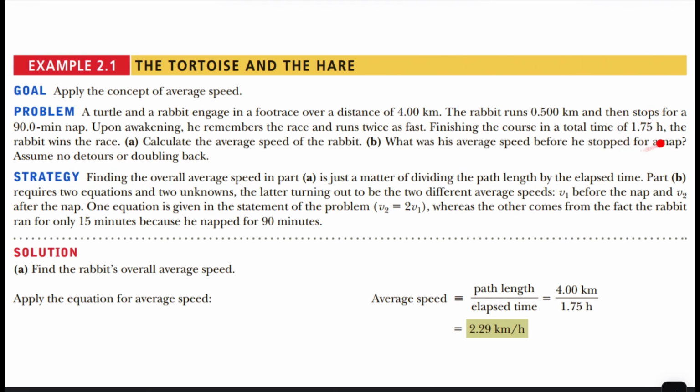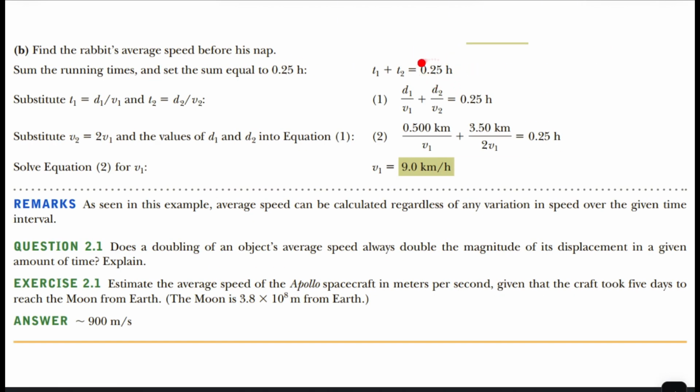time, as we know in the question given here, total time for the rabbit to finish the course is 1.75 hours, which must be deducted by the 90 minutes of nap. So if you minus 90 minutes of nap, actually the time for the rabbit in motion is 0.25 hours. This includes the first part of the motion, the race, and the second part of the race after the nap. So this is before the nap, and this is the time taken for the rabbit after the nap.